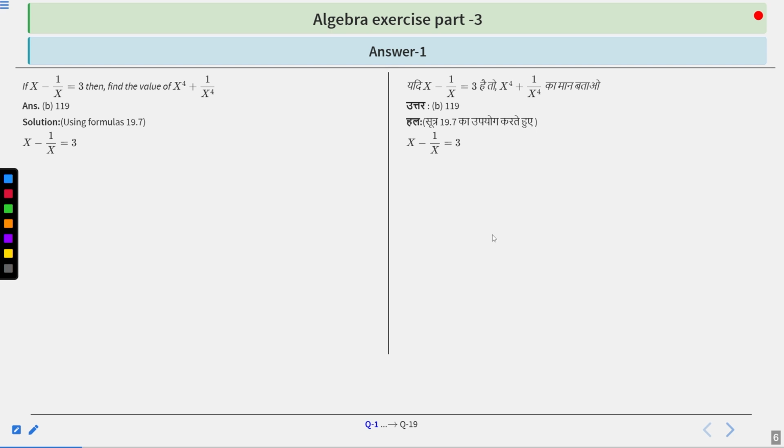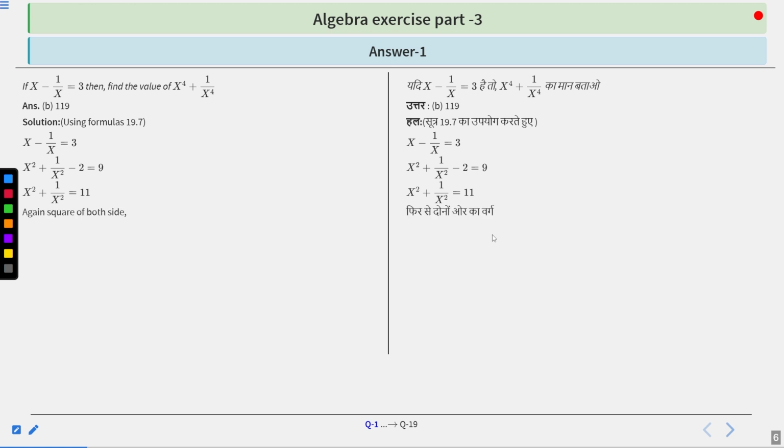We were given x minus 1 upon x equal to 3. Therefore, squaring both sides, we can get x square plus 1 upon x square minus 2 equal to 9. We have expanded (x minus 1 upon x) whole square according to formula 19.7. Therefore, x square plus 1 upon x square equal to 9 plus 2, that is 11.